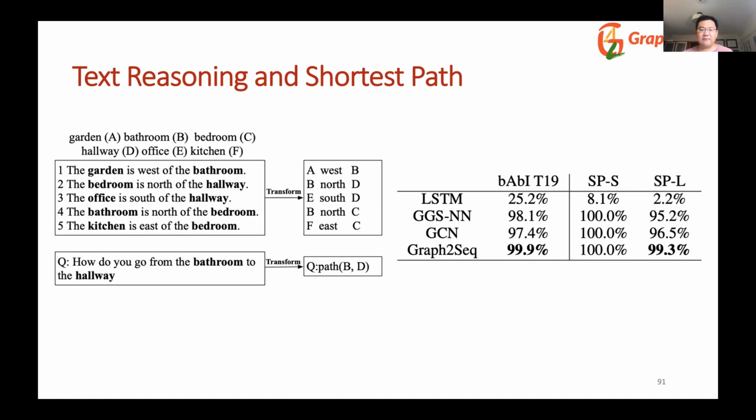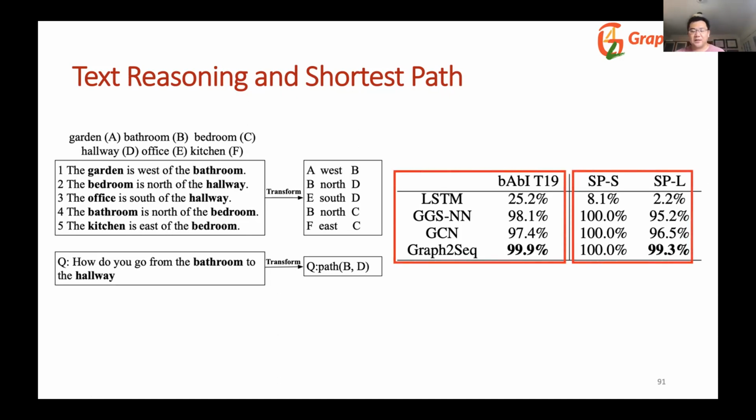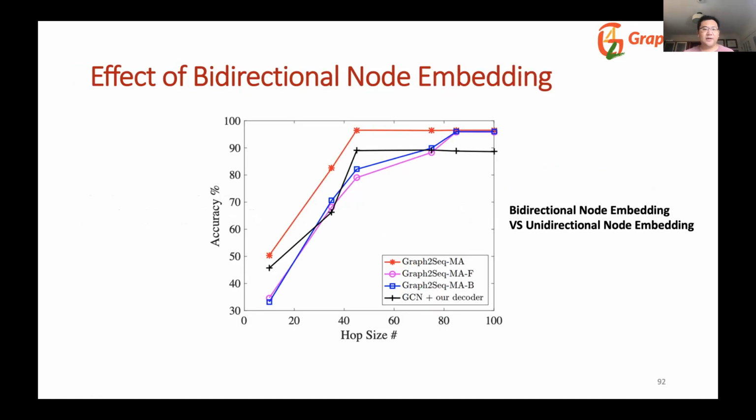As you can see, the graph-based method definitely performs better than the LSTM-based method, and our bidirectional graph sequence performs better than other graph neural nets. Here is a deeper look at the effect of the bidirectional node embedding. As you can see, with a bidirectional graph, it converges much more quickly.